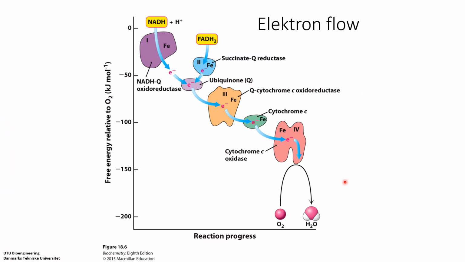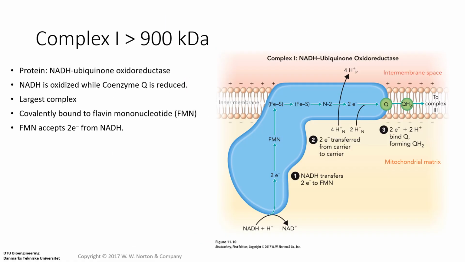So let's look at it. The electron flow through the system is this way. You can see the drop of the energy levels. The free energy is going down, as we've seen before.